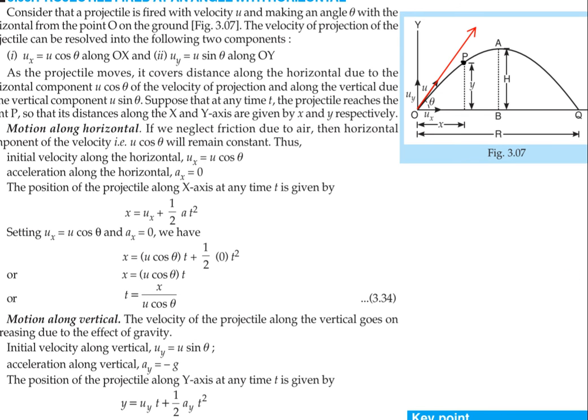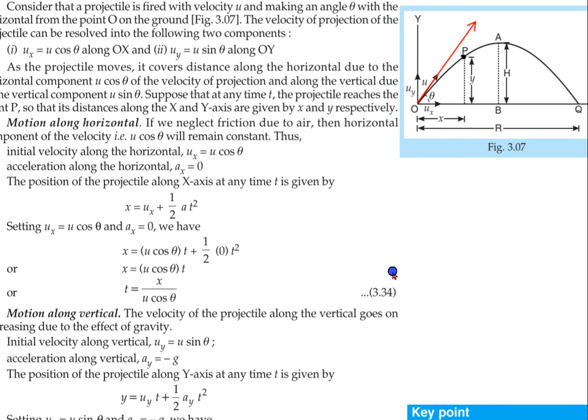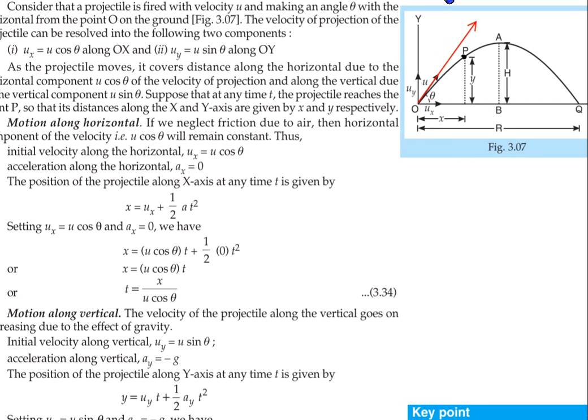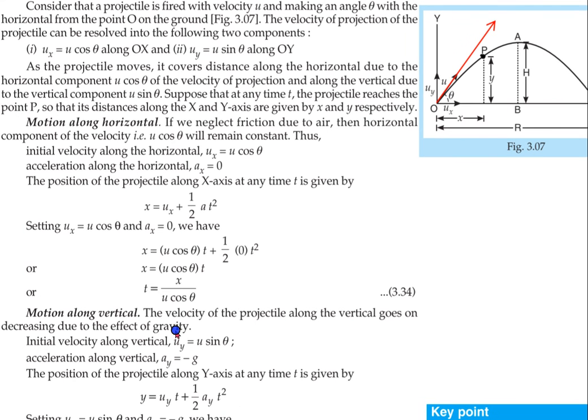So we have the value of t here. Now we'll find the equation of motion along vertical. That was the motion along horizontal, where x is the displacement along horizontal at any time t, at point P.